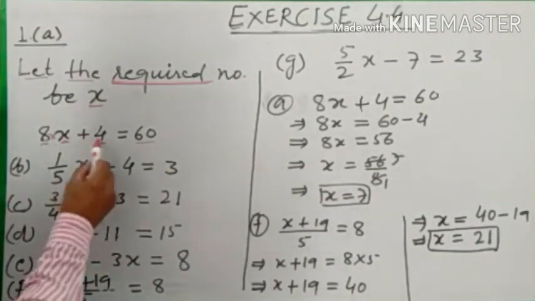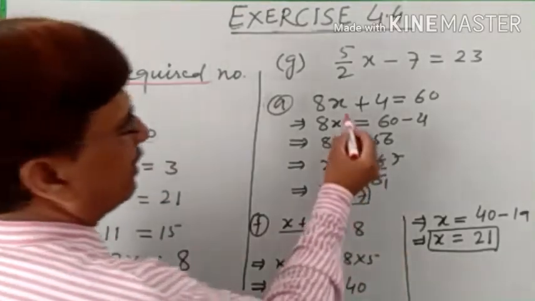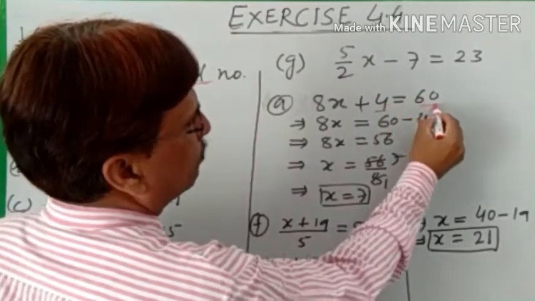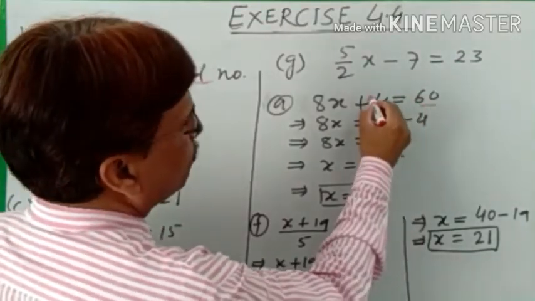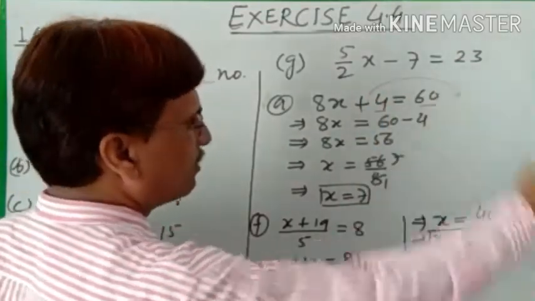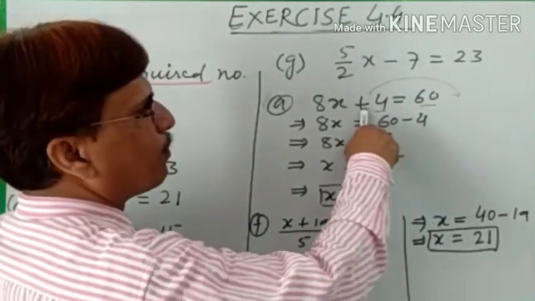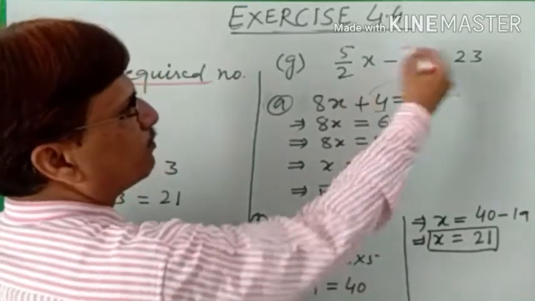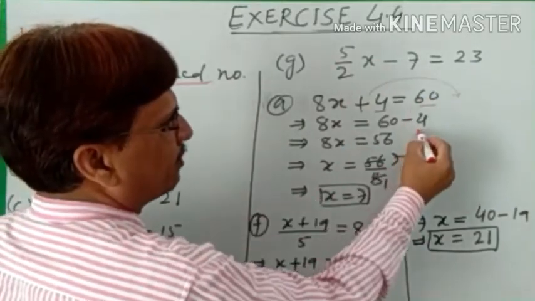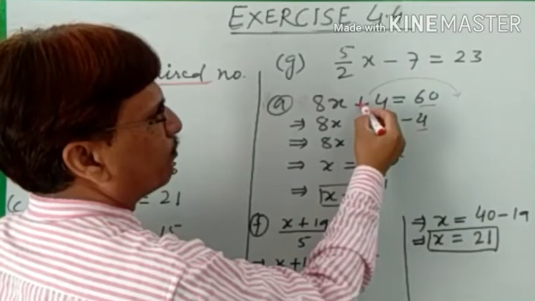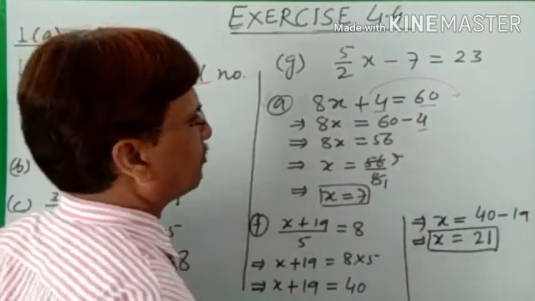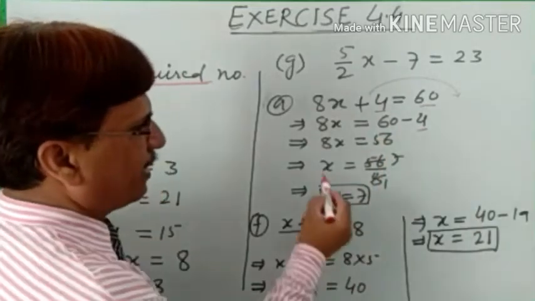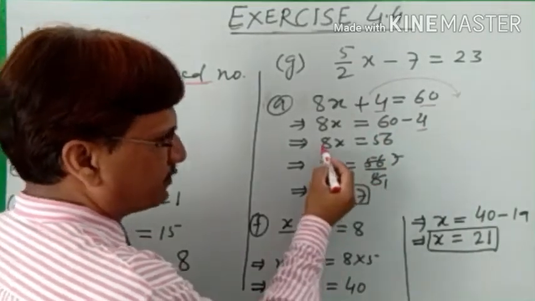8x plus 4 is equal to 60. So you can transfer plus 4 to right hand side. So transposing 4 to right hand side, it becomes minus 4. Plus 4 becomes minus 4. 8x is equal to 60 minus 4, 56. x is equal to 56 upon 8.